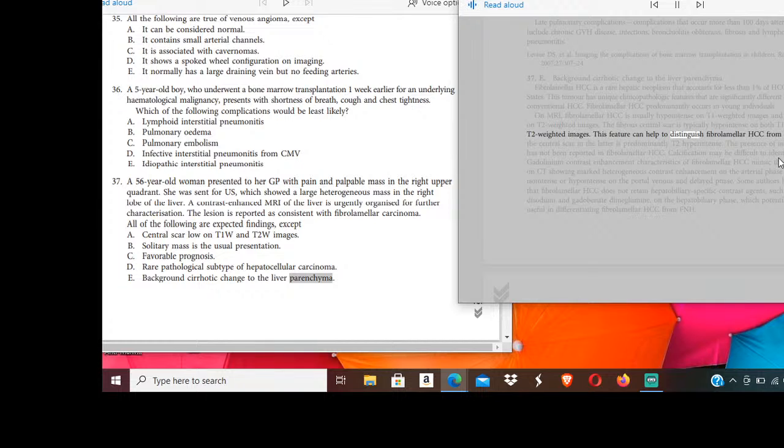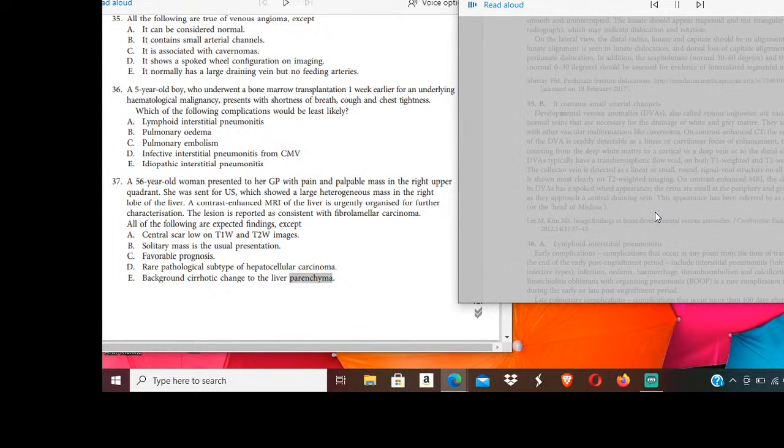This feature can help to distinguish fibrolamellar HCC from FNH because the central scar in the latter is predominantly T2 hyperintense. The presence of intralesional fat has not been reported in fibrolamellar HCC. Calcification may be difficult to identify on MRI. Gadolinium contrast enhancement characteristics of fibrolamellar HCC mimic the pattern seen on CT, showing marked heterogeneous contrast enhancement on the arterial phase and becoming isointense or hypointense on the portal venous and delayed phase. Some authors have reported that fibrolamellar HCC does not retain hepatobiliary-specific contrast agents, such as gadoxetate disodium and gadobenate dimeglumine, on the hepatobiliary phase, which potentially may be useful in differentiating fibrolamellar HCC from FNH.